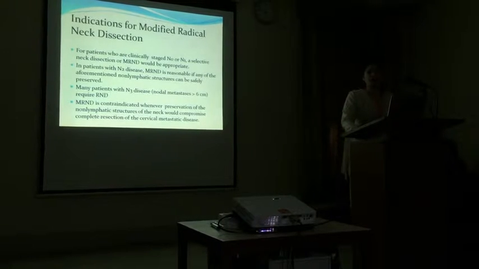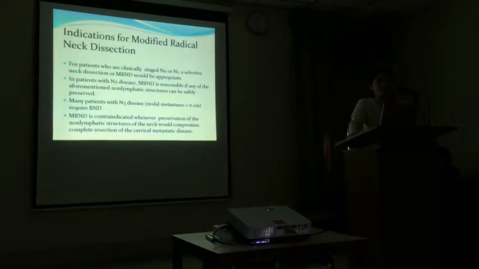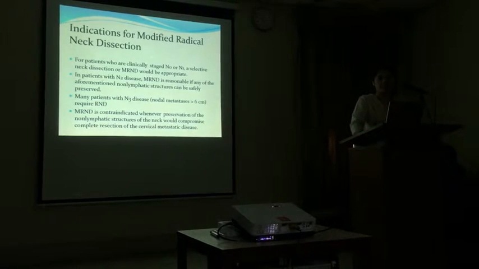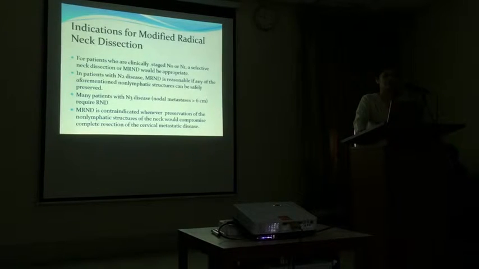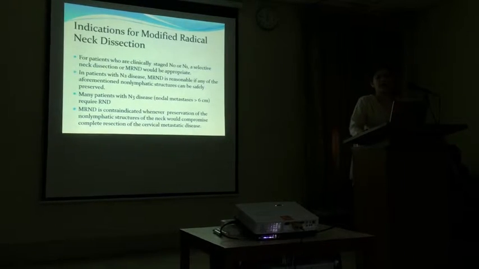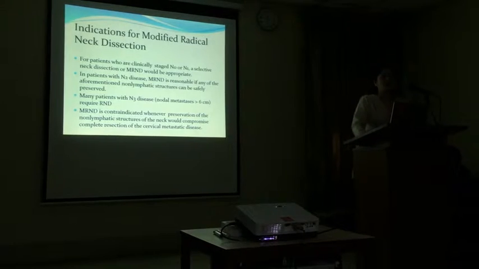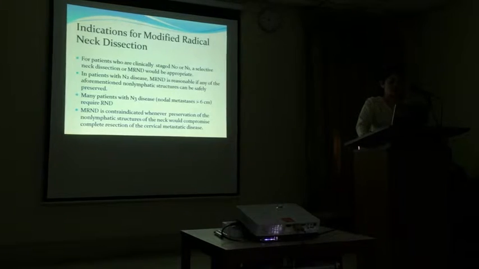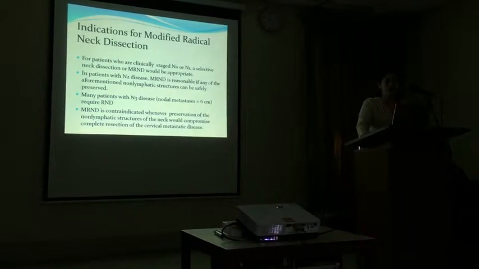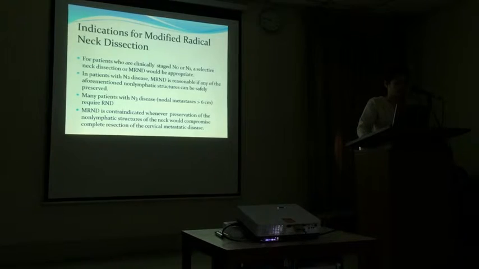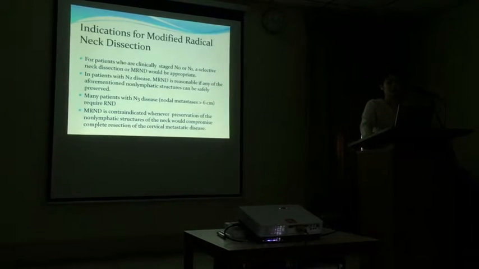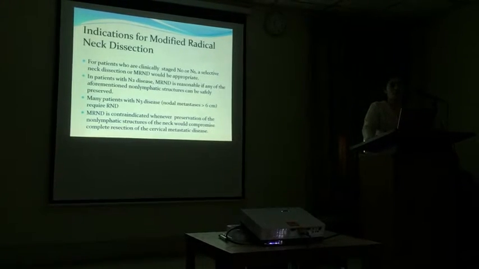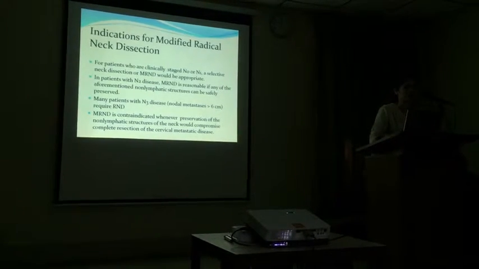There are no formalized indications of modified radical neck dissection. For patients who are stage N0 or N1, we usually opt for selective neck dissection, in which we try to preserve as many groups of the lymph nodes as possible. In patients with N2 disease, modified radical neck dissection is reasonable, and we try to preserve as much of the non-lymphatic structures as possible. In patients with N3 disease, radical neck dissection is usually required. However, modified radical neck dissection is contraindicated whenever the preservation of any of the non-lymphatic structures compromises the complete resection of cervical metastatic disease.